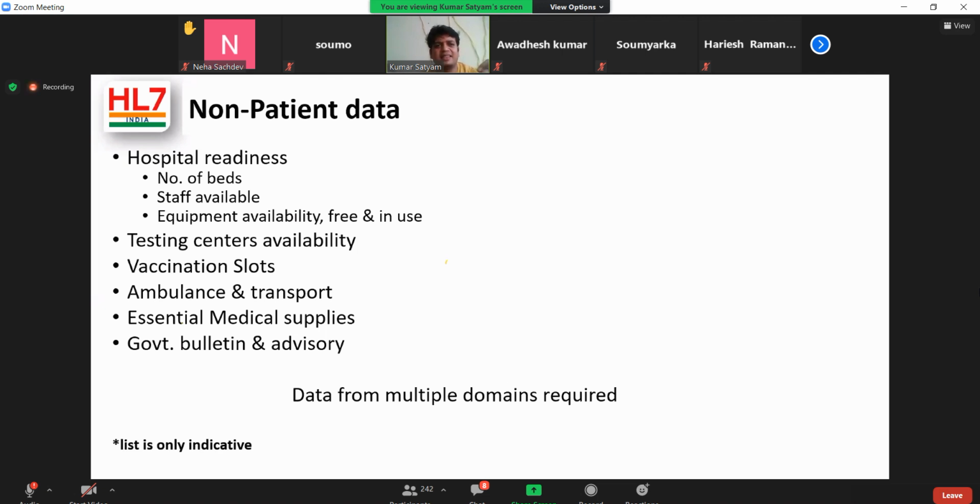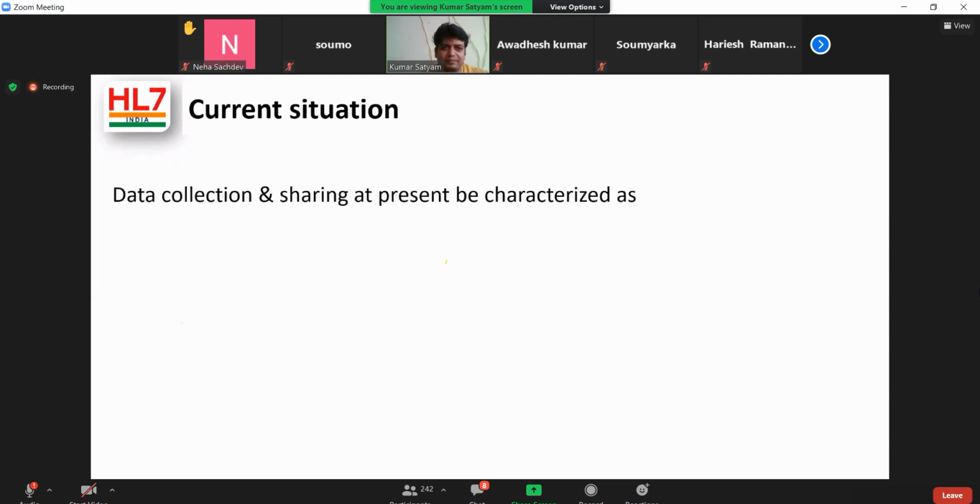And it's not just the hospital and the patient interaction. This was the case earlier also, but COVID-19 has made it more apparent, more visible. So this is what the current situation looks like, right? Data collection and sharing at present is ad hoc, inefficient, manual, and unreliable, right? And we struggle every day with this, right?